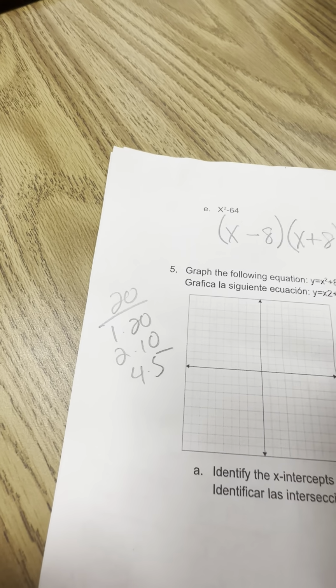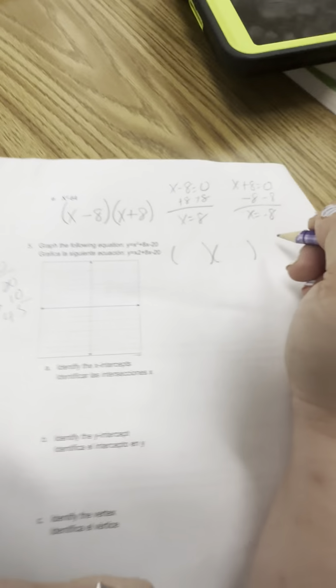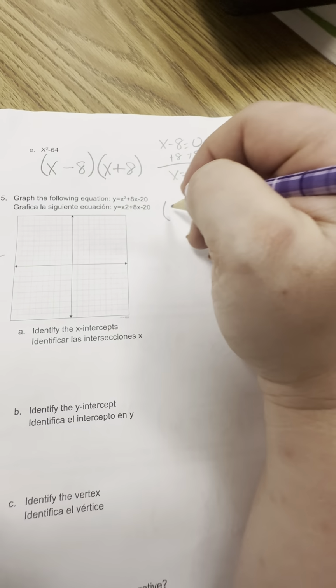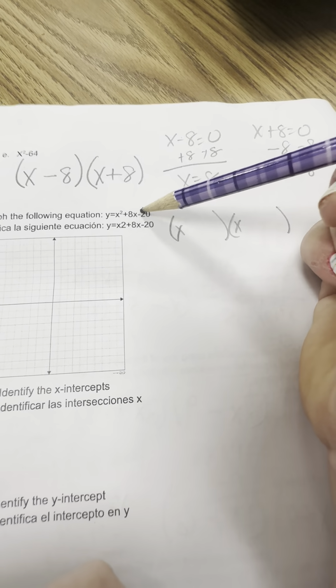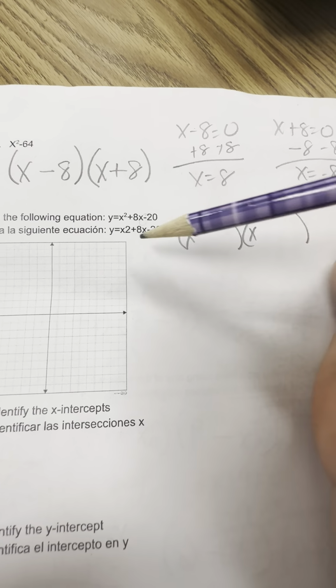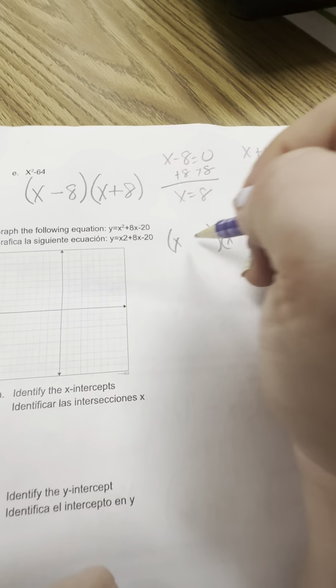I'm going to make my 2 sets of parentheses. My x's go in front. I have a negative symbol here. The only way to get a negative when I multiply is a negative times a positive.